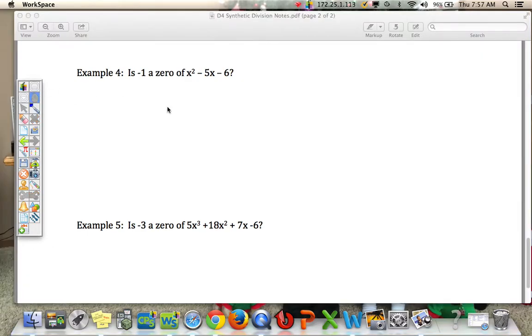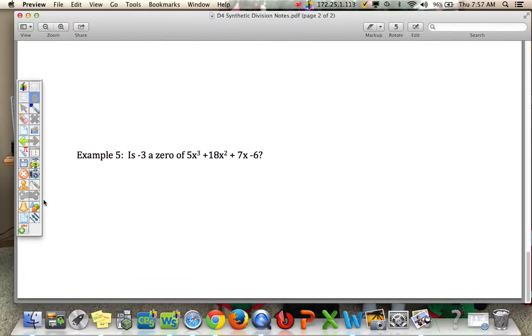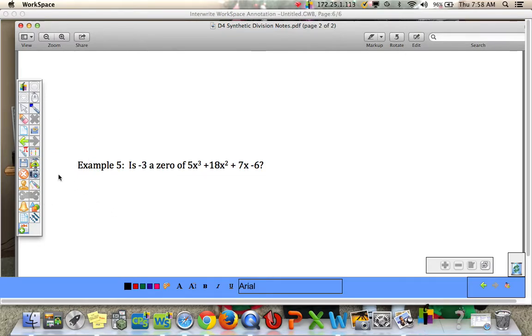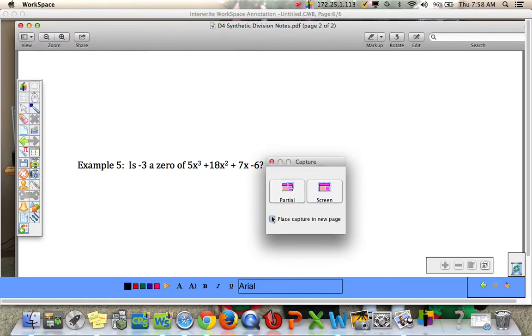Last example, and then you'll try this method of synthetic division on your own, and we will practice using this on higher degree polynomials tomorrow. Oops, I don't want that. I want to take a screenshot.